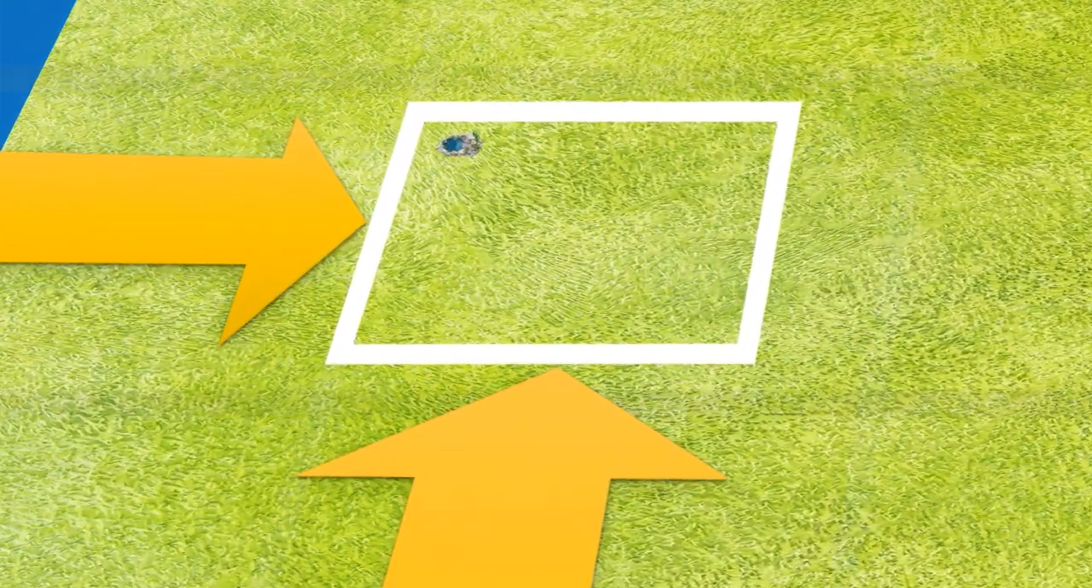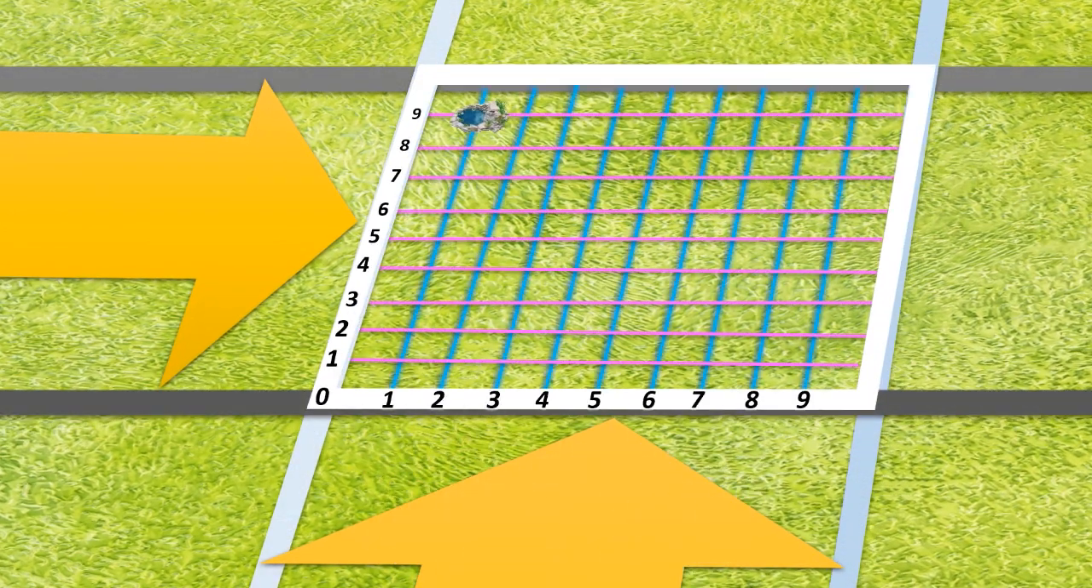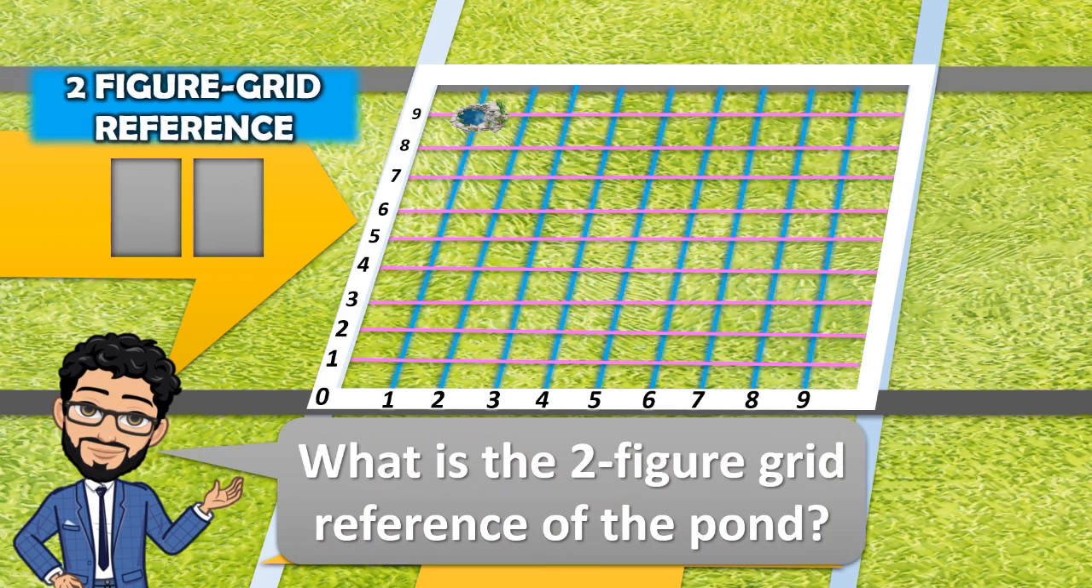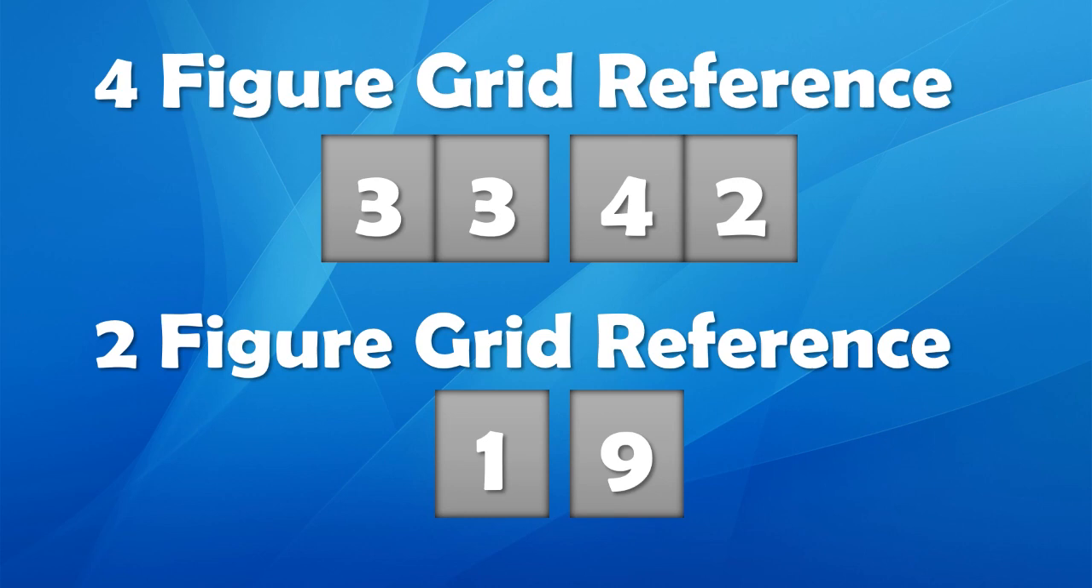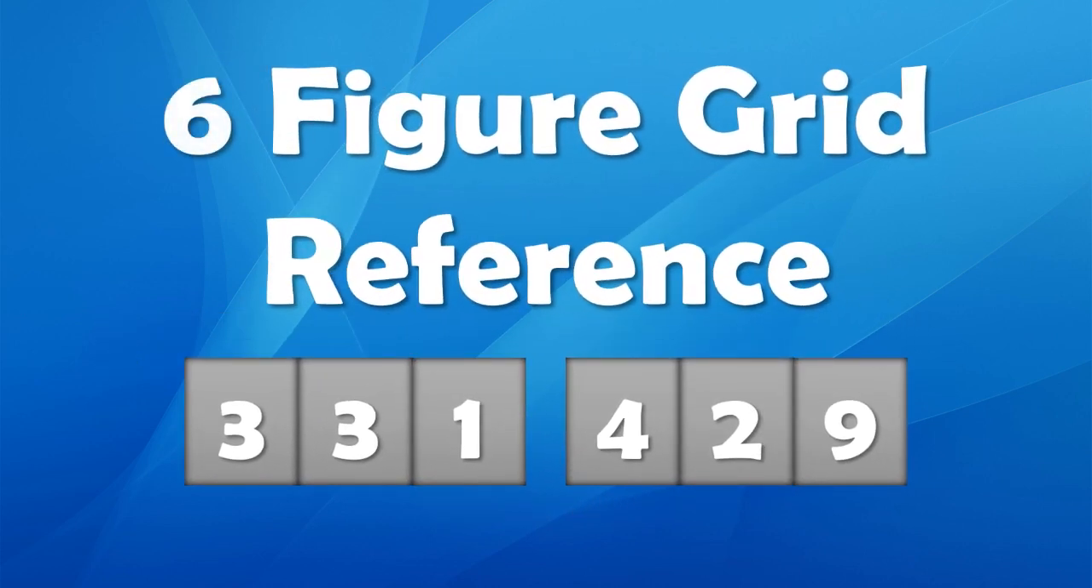Well, let's look at the grid a little closer. If we divide it into 100 squares, we can find the missing 2 figures by finding the 2-figure grid reference of the pond within our square. On the x-axis we have 1, and on the y-axis we have 9. Now, to find the 6-figure grid reference, we simply add 4 to 2. And just like that, we have our 6-figure grid reference.